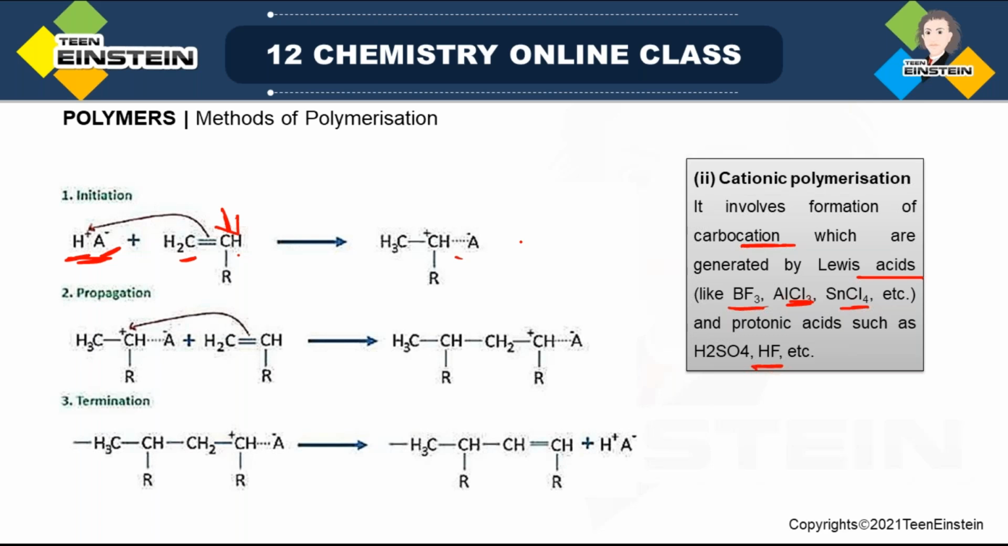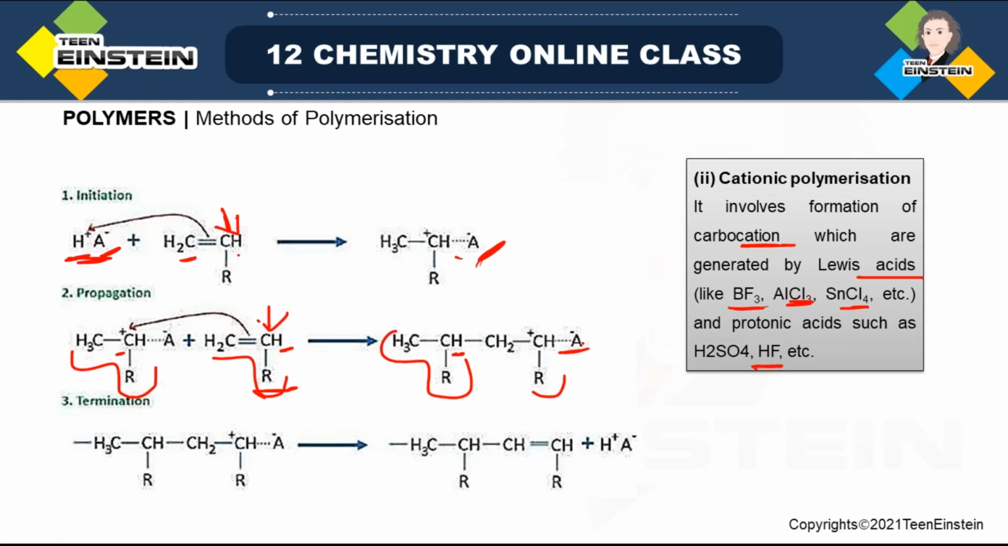Then propagation. You already know these terms. In propagation, another monomer unit is there. The pi electron of the double bond is again attracted towards this carbon. As a result, this part is now connected to the other: CH3, then CHR, here on the left hand side, and then CH2, then CHR. Now this carbon has the newly generated positive charge, and again, as you have seen in the previous case, there will be positive negative opposite charge attraction.